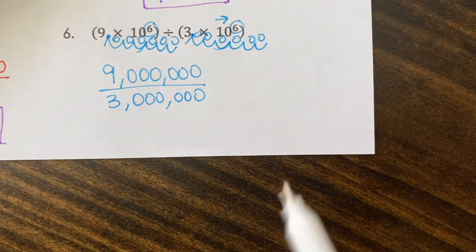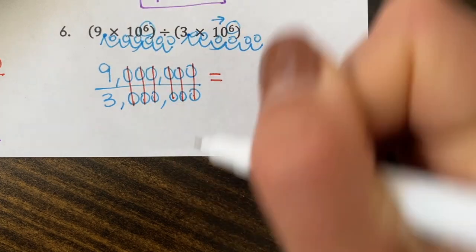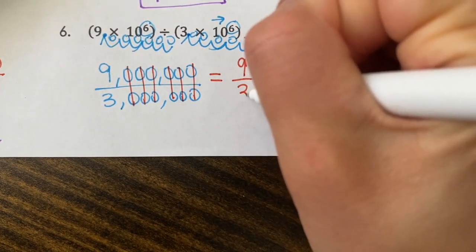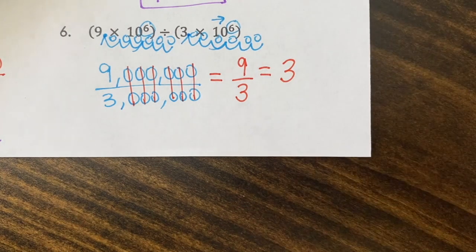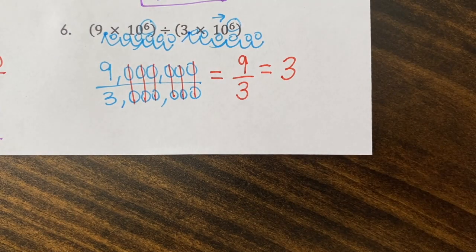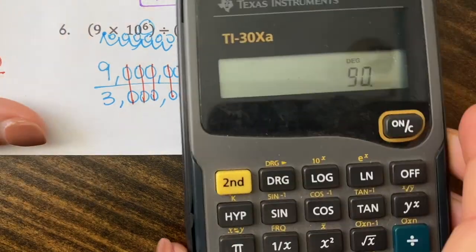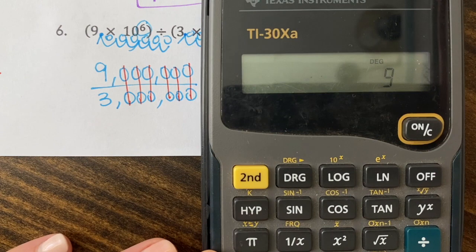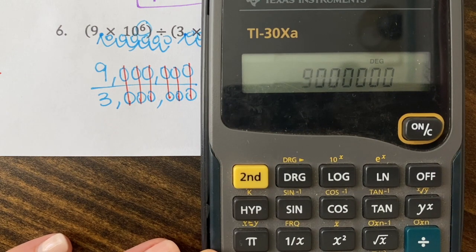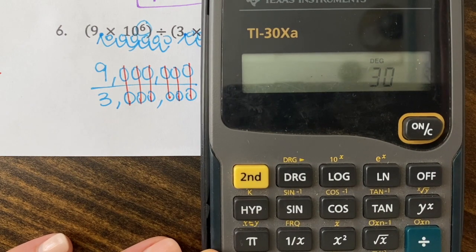Go ahead and cancel out your zeros. So this makes it very easy. 9 divided by 3. What is 9 divided by 3? 3. We don't even have to use long division. If you want to look at your calculator, it may be large enough to fit this number. 9 and 6 zeros divided by 3 and 6 zeros. You get 3.